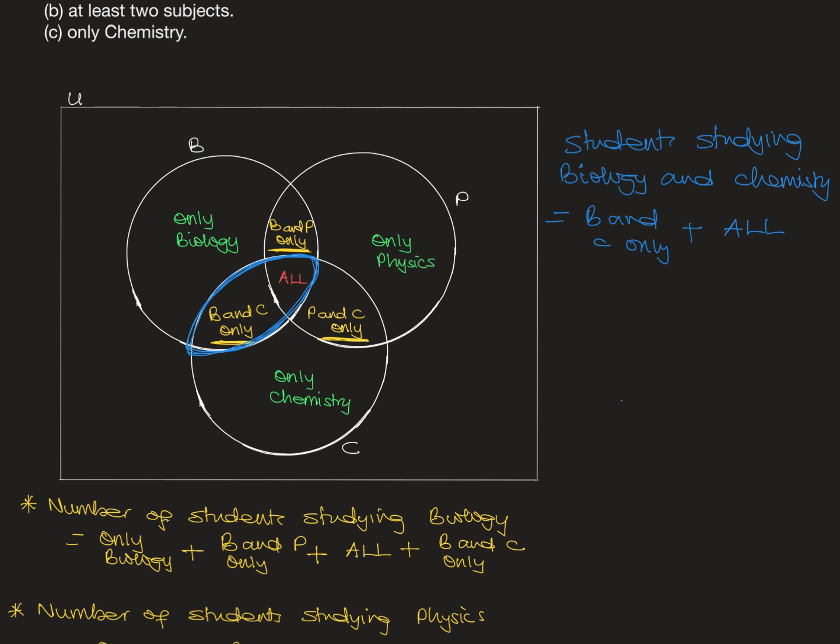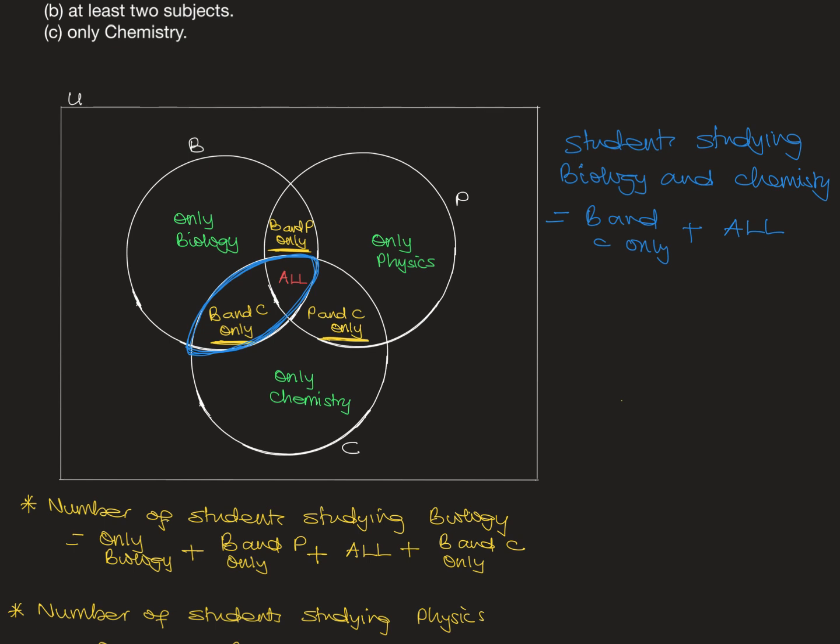So that is why you always have to search for the word only, because the two are completely different. If they say those studying biology and chemistry only, it means those studying only those two subjects. But if they say those studying biology and chemistry, you also have to include those that are reading three subjects, because those reading three subjects are also reading the two subjects, biology and chemistry, all right?